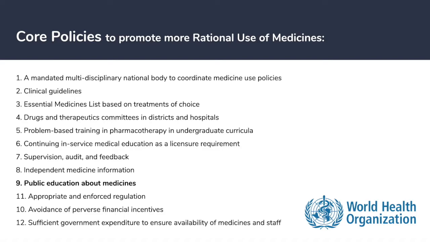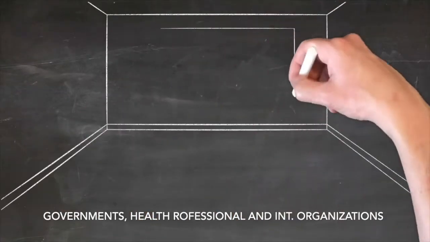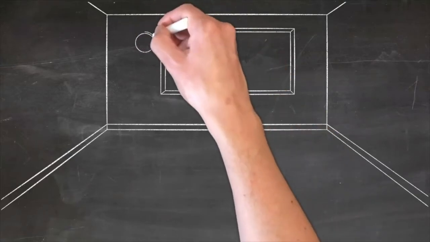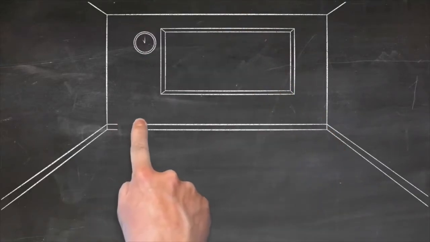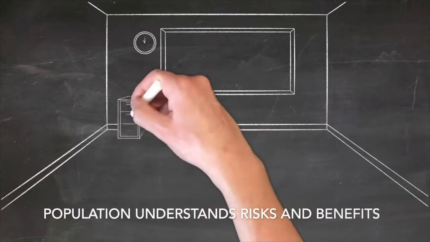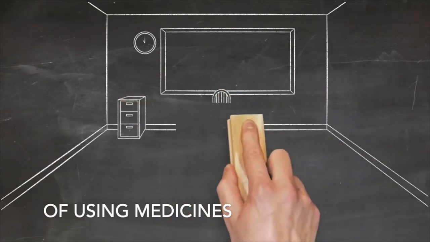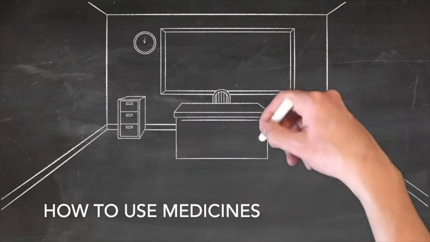According to the World Health Organization, there are core policies to promote more rational use of medicines, and in this project we're going to focus on number 9, that is public education about medicines. It's fundamental that governments, health professionals, and international organizations be involved in achieving the proper use of medicines. Another important part is that the population understand the importance of knowing the risks and benefits of using medicines, and also how to use them.